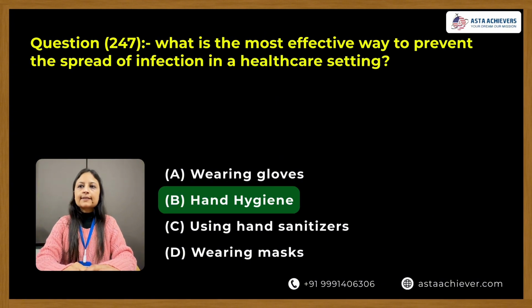Question number 247. What is the most effective way to prevent the spread of infection in healthcare settings? Option A, wearing gloves. Option B, hand hygiene. Option C, using hand sanitizer. And option D, wearing a mask. So option B, hand hygiene, is the correct answer, because hands are the main pathway for germs to be transmitted during healthcare. Hand hygiene is therefore the most important measure to avoid the transmission of harmful germs and prevent healthcare associated infection.